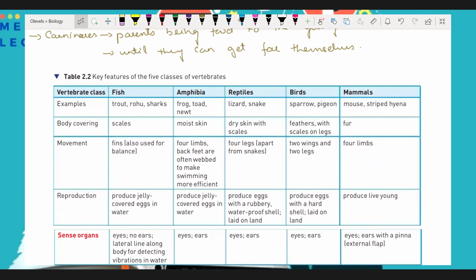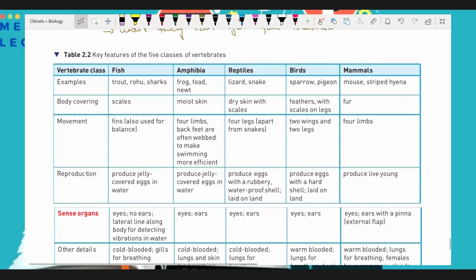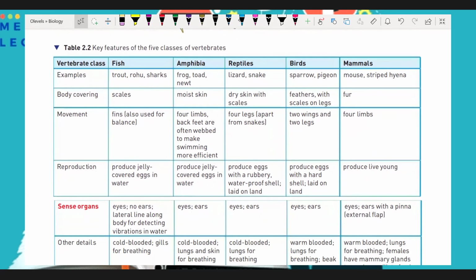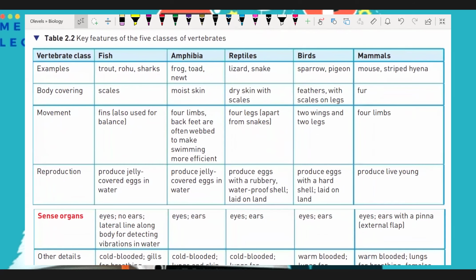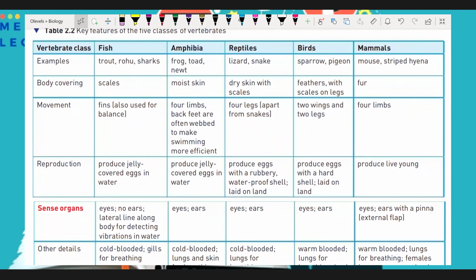Now we can compare some features of the five classes of the vertebrates. Now, in case of vertebrate classes, we know we have fish, amphibians, reptiles, birds, and mammals. Fish examples include trout, roe, sharks. Their body coverings are made up of scales. For movement, they use their fins, and also for balancing their bodies.